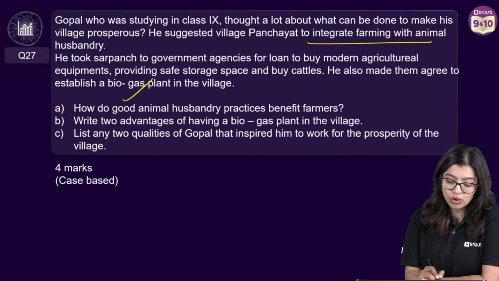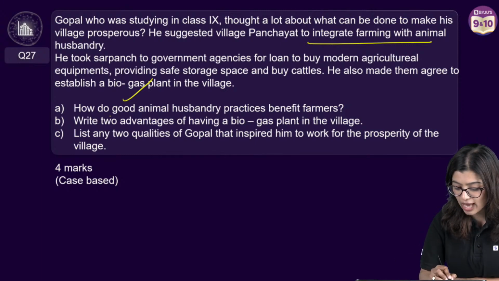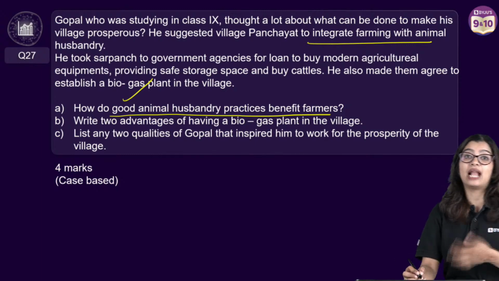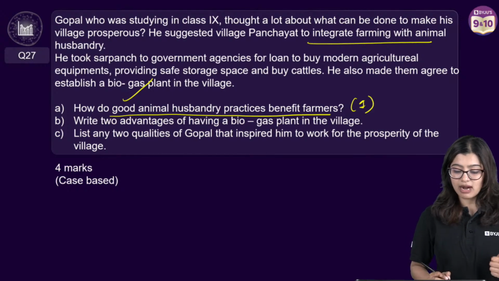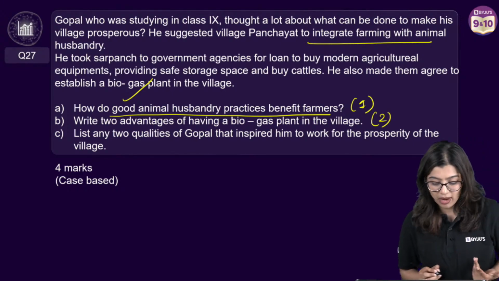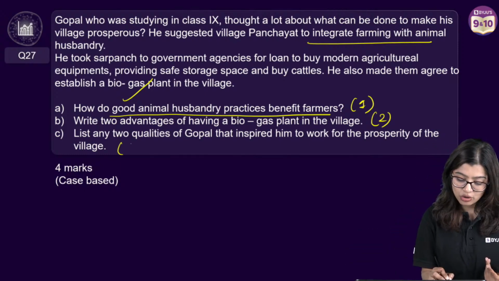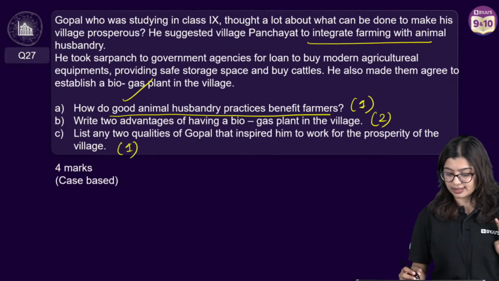So now what is your question? Your question is, how do good animal husbandry practices help farmers? What is the benefit? 1 mark. Write 2 advantages of having a biogas plant. 2 marks. List any 2 qualities that inspired him. You will get 1 mark for this. So that's how you will get a total of 4 marks here.